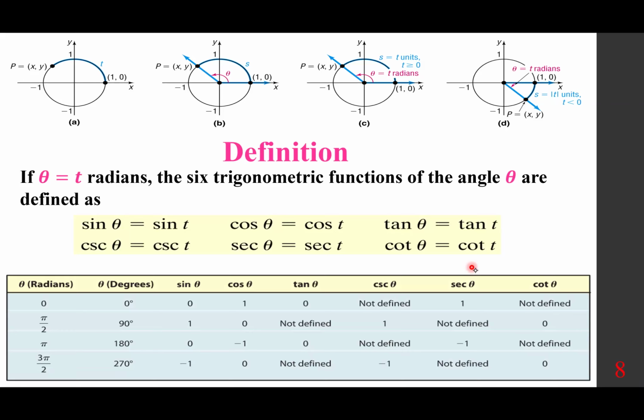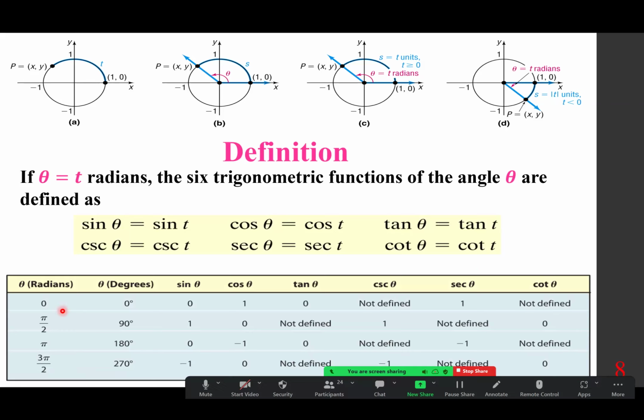And these are common arcs. 0, pi over 2, pi, 3 pi over 2. They are also quadrantal angles. 0 radians, 0 degrees; pi over 2 radians, 90 degrees; pi, 180; 3 pi over 2, 270.